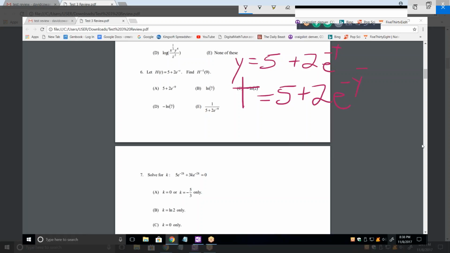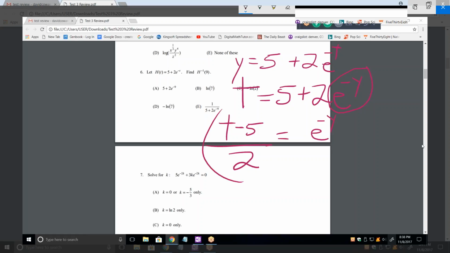If I want to solve for y, I want to isolate that and then take the natural log of both sides. Because if I take the natural log of that, it turns into minus y. So, first of all, I got to get rid of the 5 and the 2. How do I do that? You subtract 5 and then divide by 2. That's going to be equal to e to the minus y.